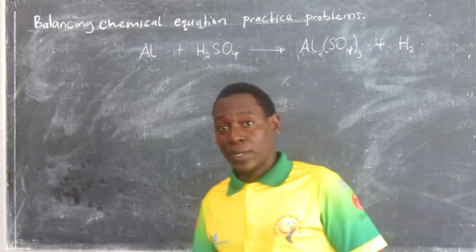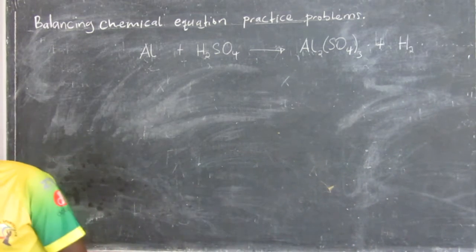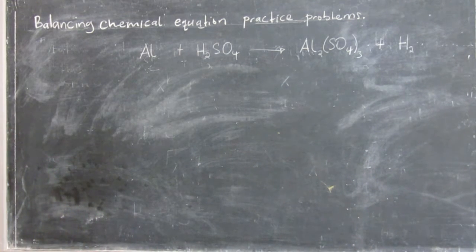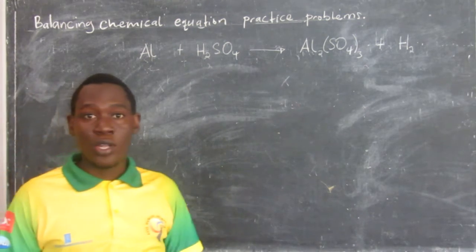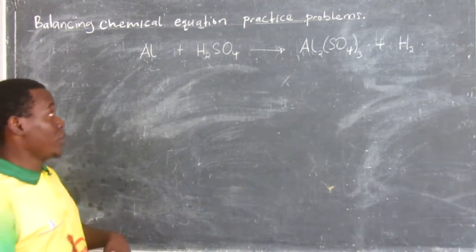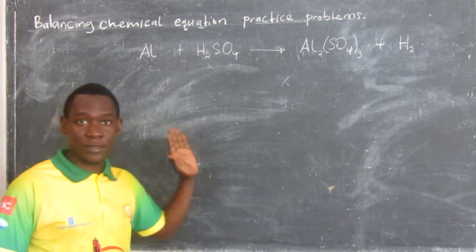Let's look at one example on the blackboard. We have aluminium plus sulfuric acid giving us aluminium sulfate plus hydrogen gas. Let's try to balance this equation. Our starting point is to write down the elements on both sides.